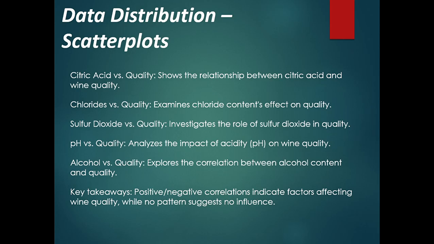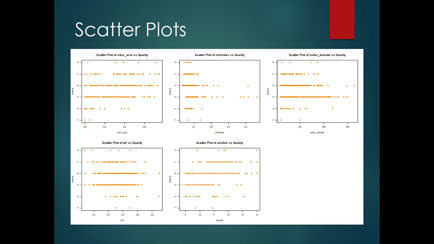So this is how the data was distributed in scatter plots. We have citric acid versus the quality, chlorides versus quality, sulfur dioxide versus quality, pH versus quality, and alcohol versus quality. These are the different scatter plots that I generated.